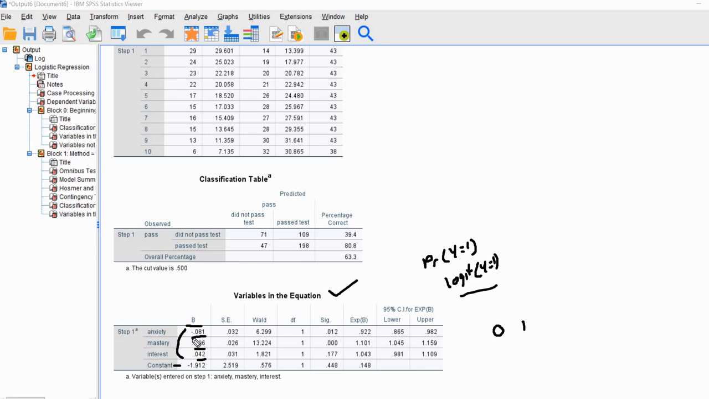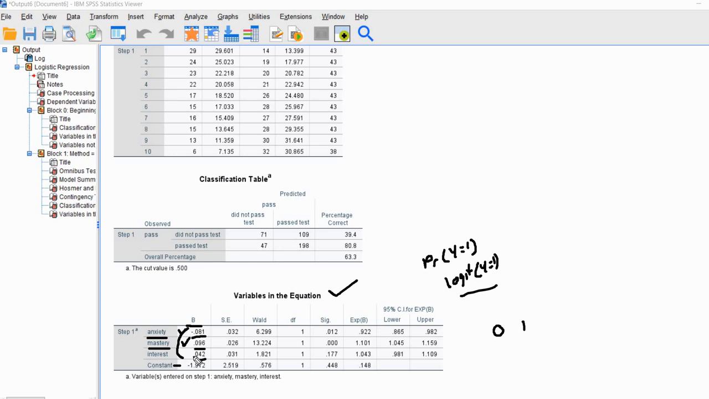So just to make life a lot easier, think about it this way: if your regression slope is a positive value, then what that's signifying is that as you move from low to high on your predictor variable, such as mastery right here, the predicted probability of a student falling into that target category, passing the test, is increasing. If we have a negative regression slope, such as with our anxiety variable, then that would mean that as we move from low to high on the anxiety variable, the predicted probability of the student passing is actually decreasing.